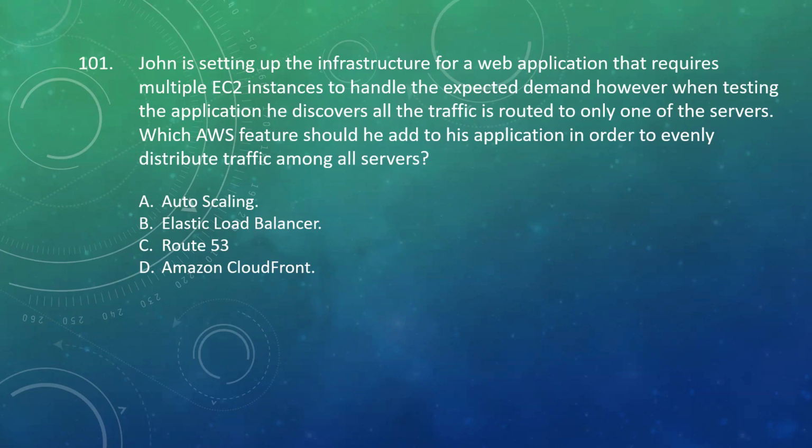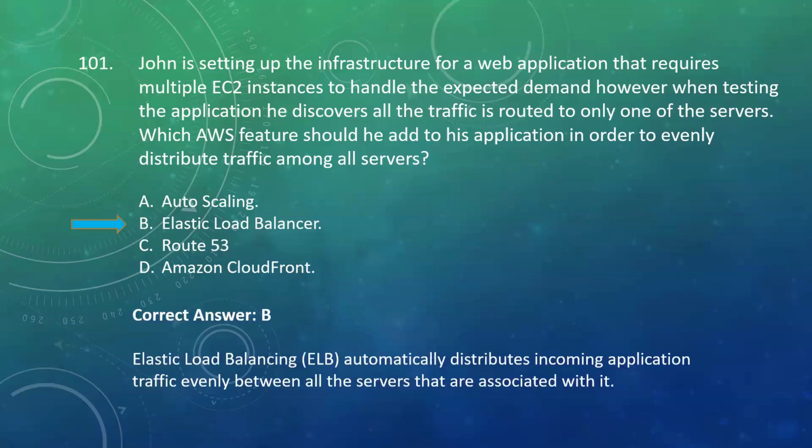So the key to answer this question is you need to look for keywords in the question. The keyword here is John is looking for a solution which gives him the ability to distribute the traffic evenly on all the servers. Whenever you have a keyword to evenly distribute traffic, you need to look for options where there is a mention of load balancer. So the right answer is option B, Elastic Load Balancer. Elastic load balancing automatically distributes incoming application traffic evenly between all the servers that are associated with it. It can distribute traffic in one or more availability zones.